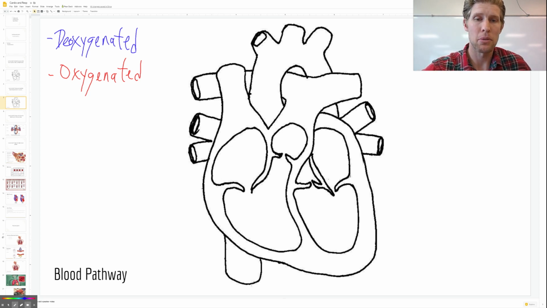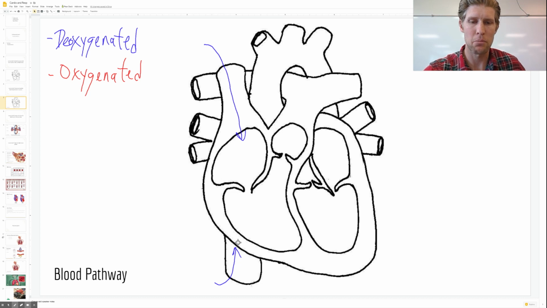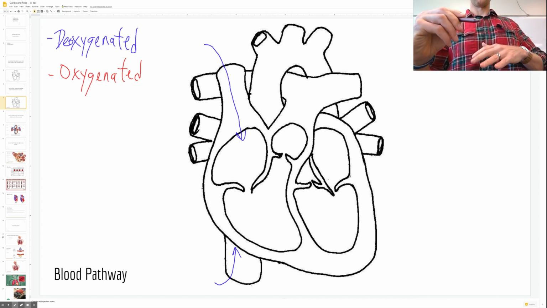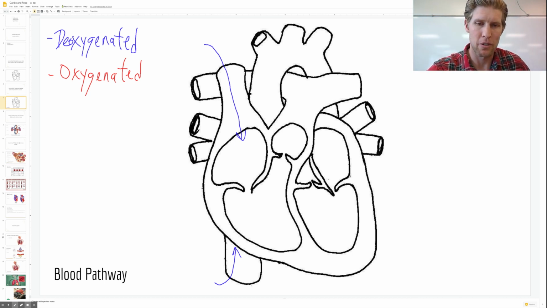Now, deoxygenated blood is going to come in through the superior vena cava into your right atrium and the inferior vena cava. And if you remember, superior vena cava above your heart brings in all the blood, and inferior below your heart, so everything from your legs, and you actually have holes right here to bring them in. So it's going to come in through here and up through here, go through the tricuspid valve into the right ventricle, and it'll fill up.